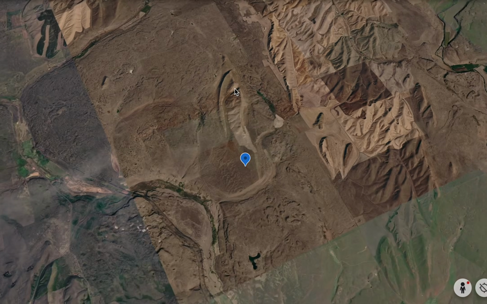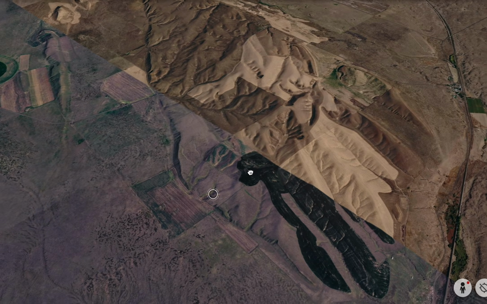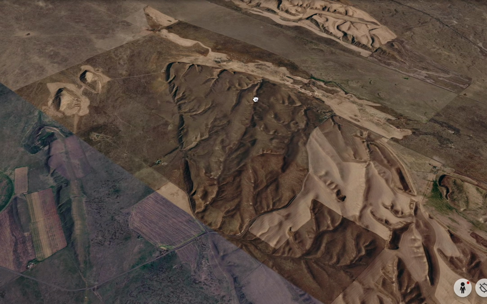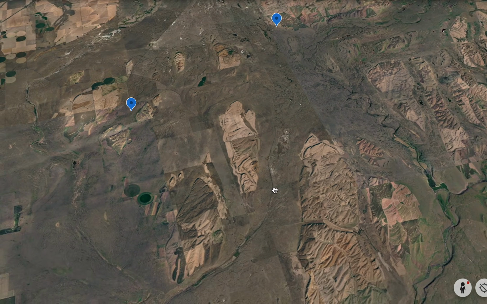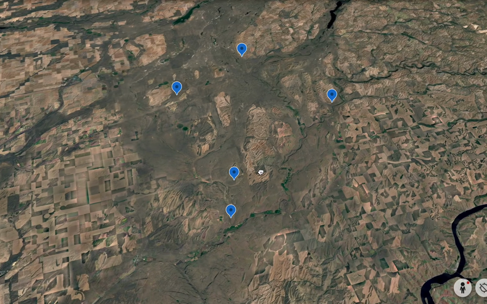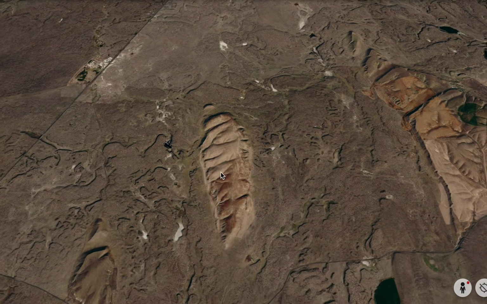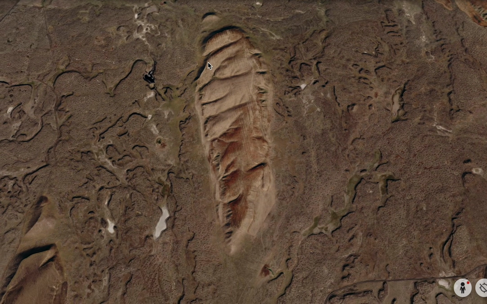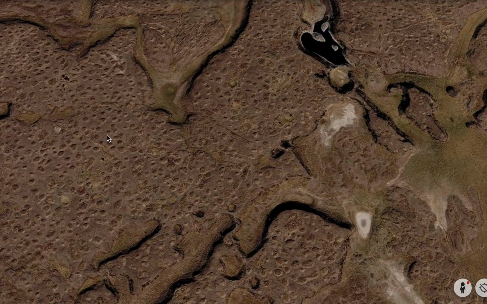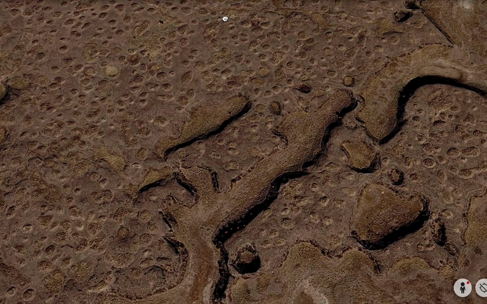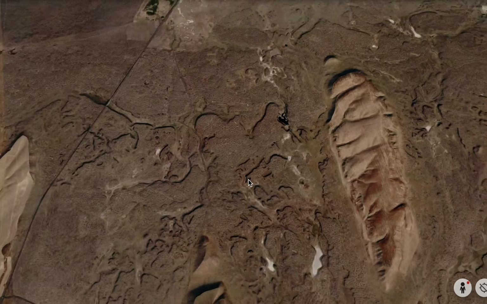Even something like this is the same feature. This is another one. It's got quite a clean cliff on it. And so we find a ton of that in the channeled scablands. Something like this, this guy's got a nice tail to it. And then tons of mounds and scours and channels and potholes.